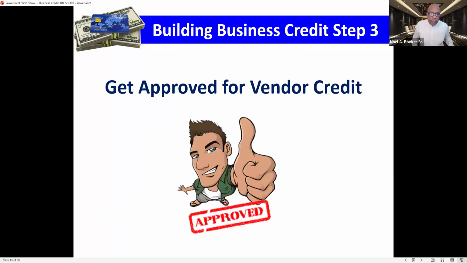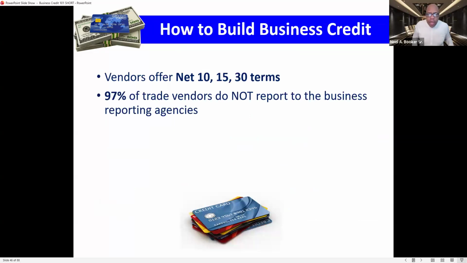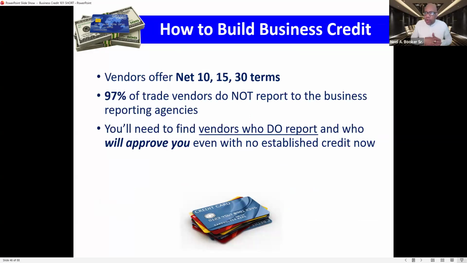Get approved for vendor credit. So far we talked about setting up your business credibly: name, address, telephone number. Then we talked about the business credit reporting agencies. So now we can actually start building business credit. Building business credit is a step-by-step process. Each step is needed for the next step, so you can't skip steps.